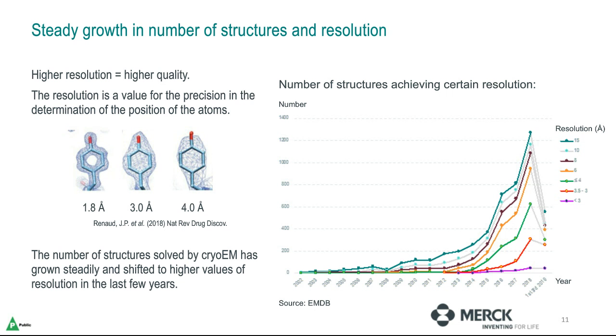That's because the distance between the 6 carbon atoms in the ring is around 1.4 angstroms, and they make a hole around 2.8 angstroms in the center. So when you have a resolution better than 2.8 angstroms, you can see that hole.